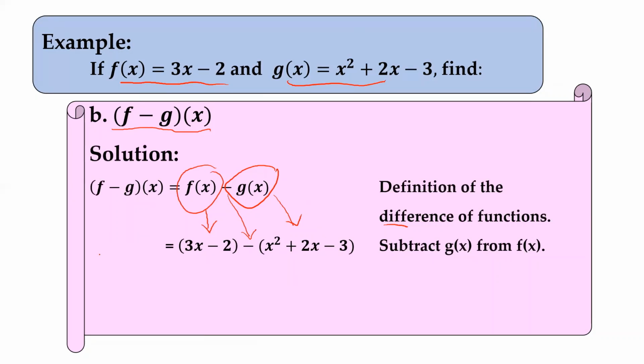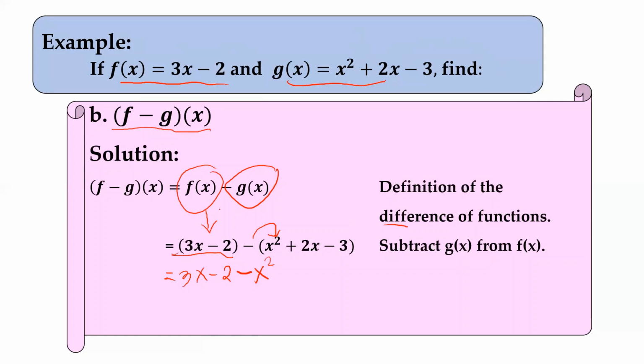Then, if we're going to subtract, first, you need to remove the parentheses. Bring down, because there are no numbers here to multiply. Therefore, we have to bring down 3x minus 2. And then, we have to perform the operation here. Bring down minus, and then multiply it here. Negative times positive x squared, that is negative x squared.